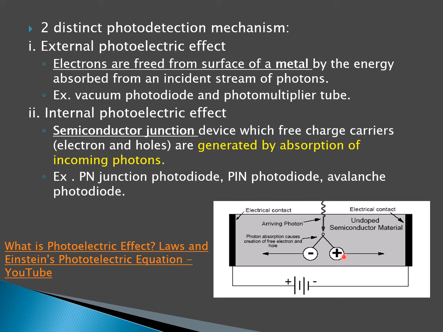The positive charge will be attracted to the negative terminal of this battery, and the negative charge will be attracted to the positive terminal of the battery. That's why when you connect the PN junction device, you need to reverse bias it.